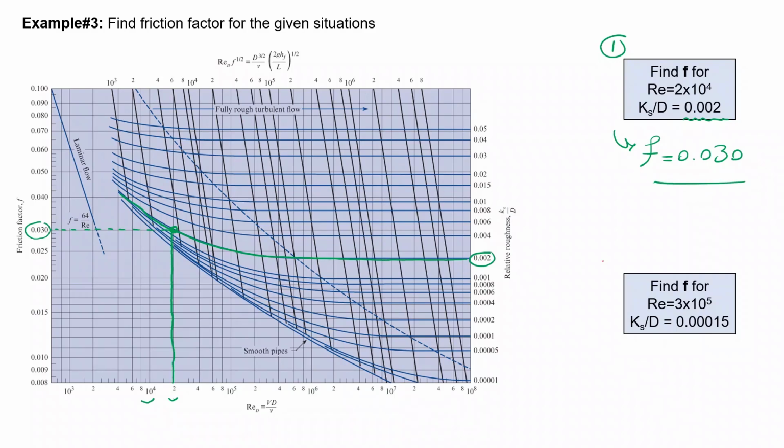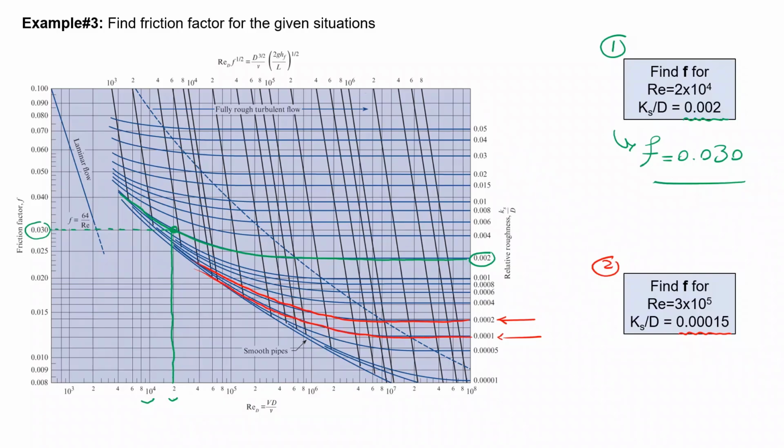Perfect. Now, let's talk about another situation that we have over here. I'm going to call it situation number 2, or example number 2. We have Reynolds number and we had K sub S. We want to find F. Now, if you take a look at your K sub S divided by D, or relative roughness, it is 0.00015. But we don't have it on our y-axis. We have this value, which is 0.0002, and this value, which is 0.0001. The value that we have been given is something in between the two. So what I'm going to do is to have both of these lines in mind. So this one, and then this one. These are the two lines that I'm interested in, okay?